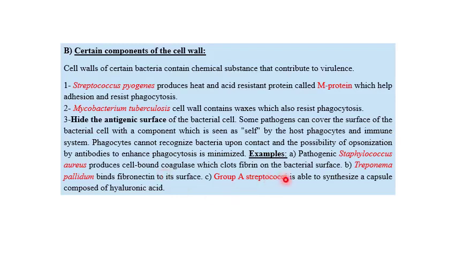And finally, group A streptococci are also able to synthesize a capsule. Instead of being made of glycocalyx, it's made of hyaluronic acid. Hyaluronic acid is normally present in our body, as in the connective tissue. So when it covers itself with hyaluronic acid, it loses its antigenicity. In other words, the body will not recognize it as an antigen.